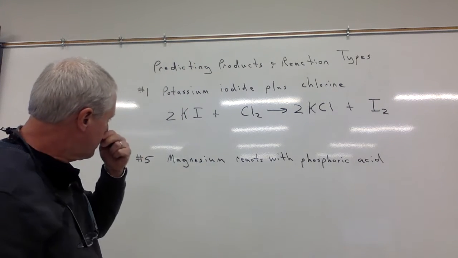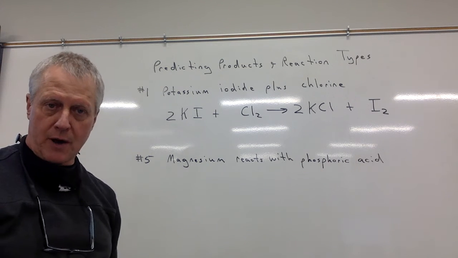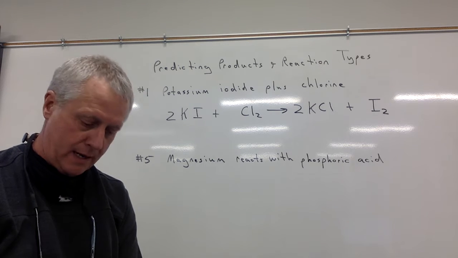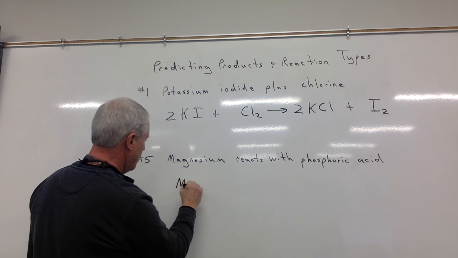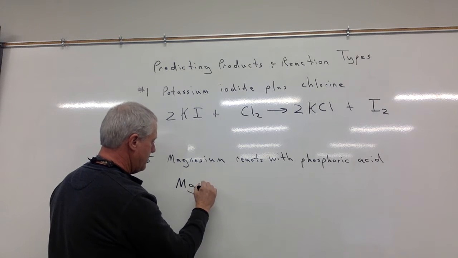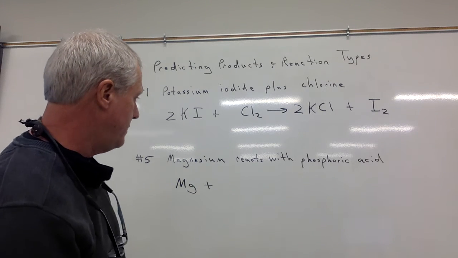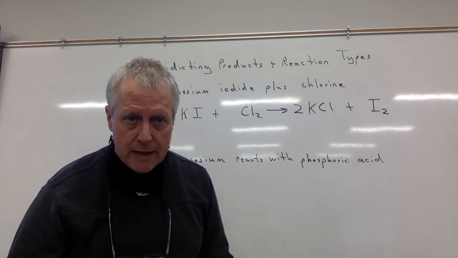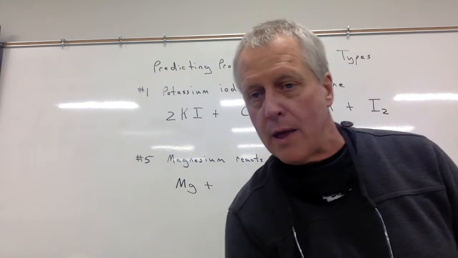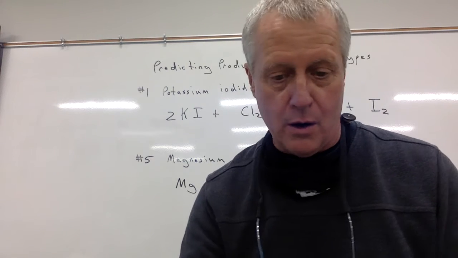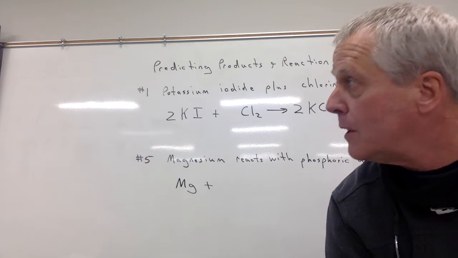Now, problem number 5 is magnesium reacts with phosphoric acid. How would you know what that is? Let me give you a little tip on that. Magnesium is a metal, and it's just going to be represented as Mg. Whereas phosphoric acid is a different thing. All of the acids begin with H. So let me show you how you draw that one. I'm going to switch you back over to our reference table.